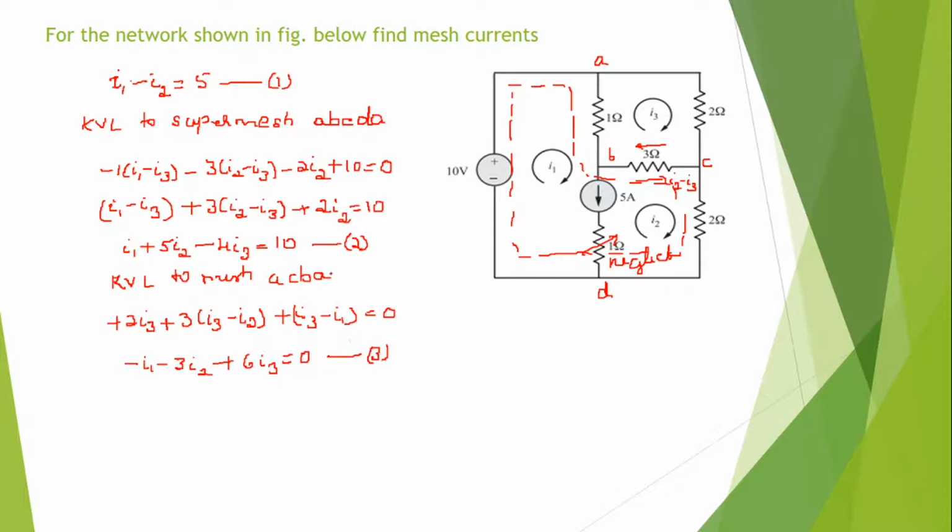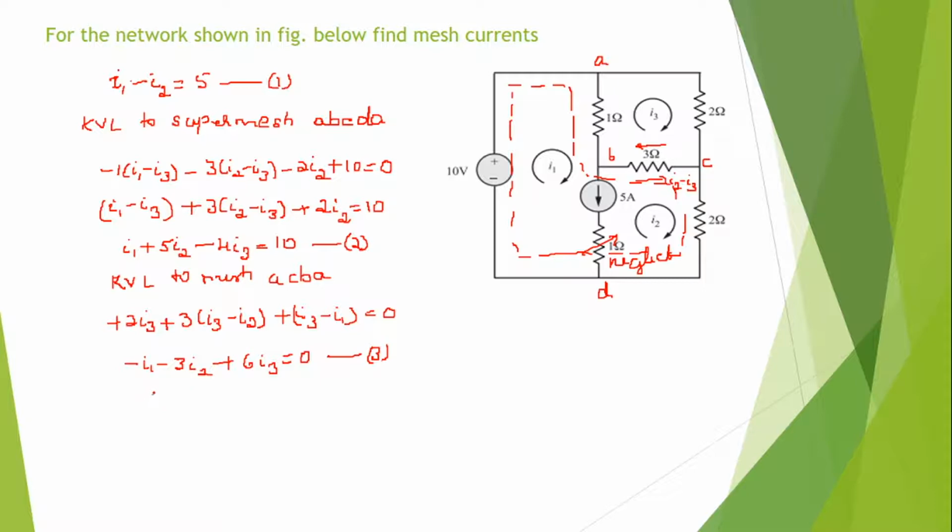So 3 equations, 1, 2 and 3. 3 equations, 3 unknowns. So solve this using Cramer's rule or solve it using a calculator. So what is the answer you will get while solving using a calculator? So how to solve using Cramer's rule?